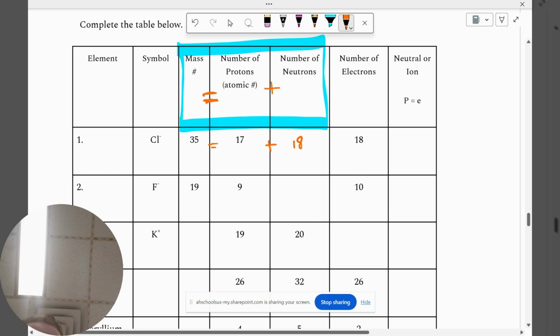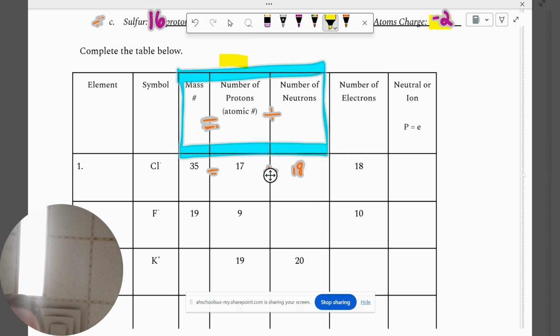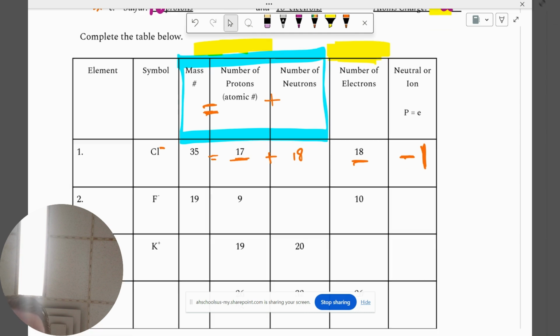Now let's talk about charge. When I talk about charge, I talk about protons and electrons. 17 and 18. What does that leave me with? Negative 1. And that is also indicated by the minus part right here on this chlorine.